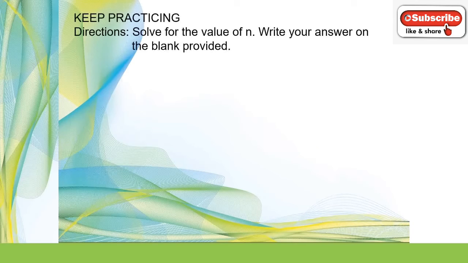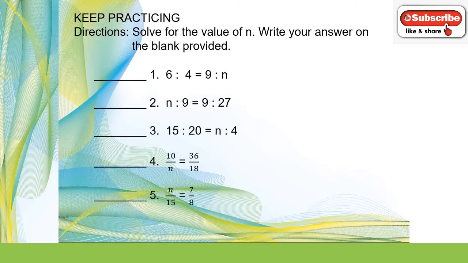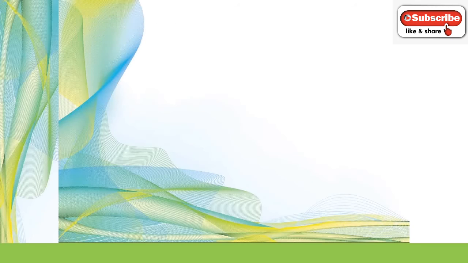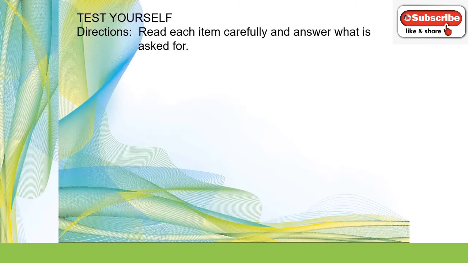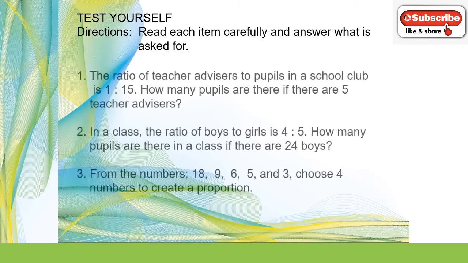The next activity is keep practicing. Directions: solve for the value of n. Write your answer on the blank provided. Start. The third activity is test yourself. Directions: read each item carefully and answer what is asked for. Go.